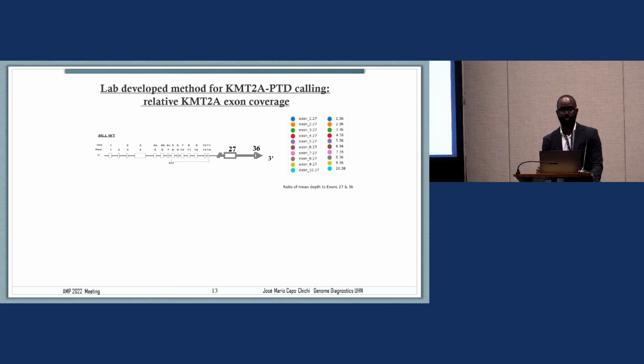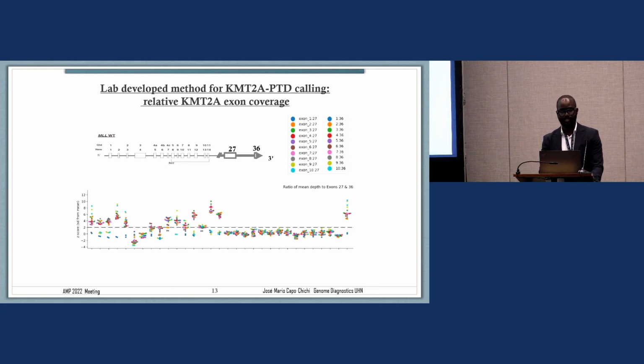And then we were using the relative coverage of the different KMT2A exons, so the commonly duplicated KMT2A exons, so 2 to 10, over exon 27 and 36, which are more at the other end of the gene. And this is what the results look like.